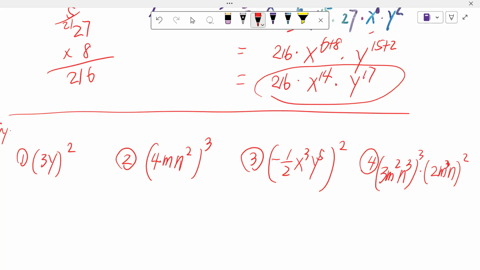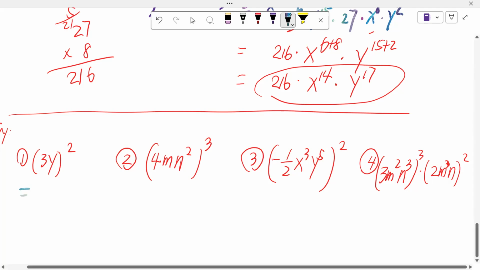Right, let's take a look at the answer here. So the first one, distribute the power 2 to the 3, base 3 and then base 1. And then 3 squared becomes 9 and 1 squared.